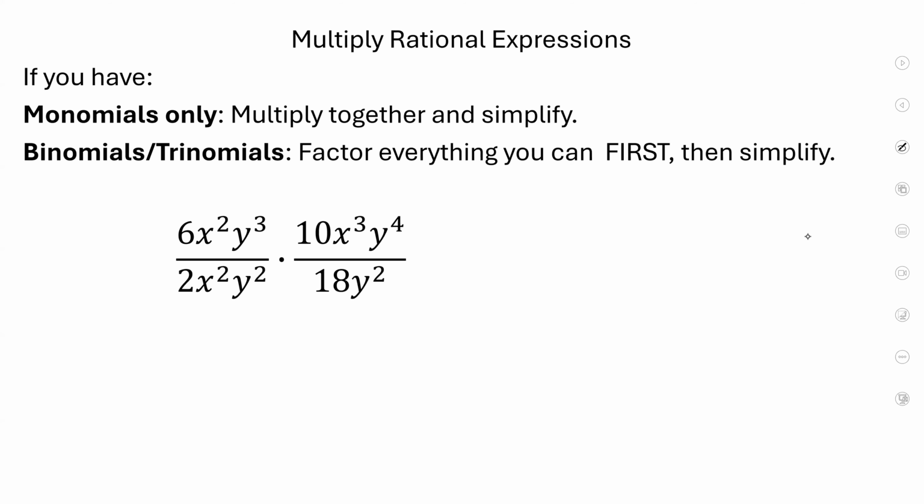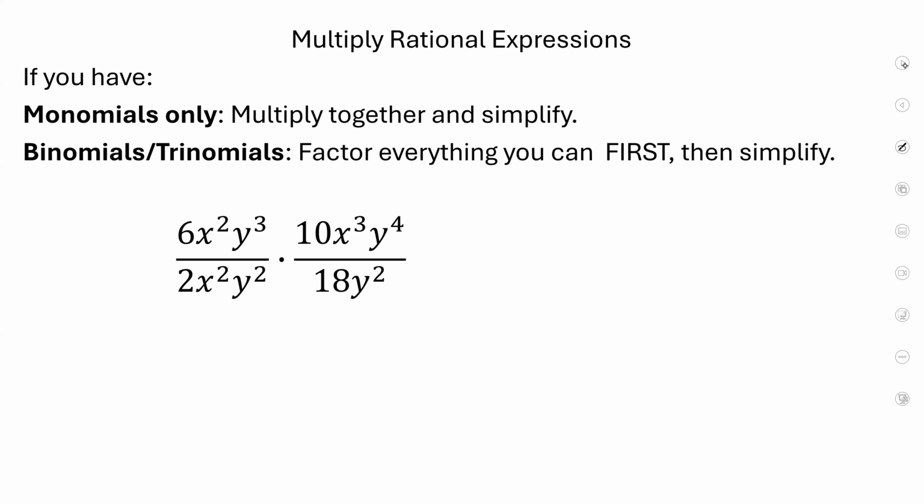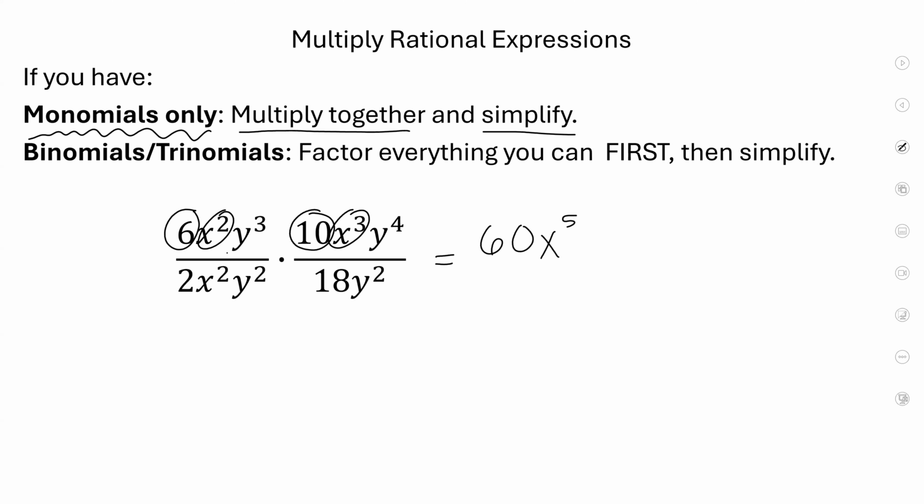So guys, there's plenty of examples of simplifying those. That was just a review, a refresher. We're going to now move on to multiplying rational expressions. So guys, notice whenever I have monomials only, you're just going to multiply them together and then you're going to simplify. So I'm just going to go ahead and multiply everything together and simplify it. So I have 6 times 10 is 60. X squared and x to the third is x to the fifth power. Y to the 3, y to the 4 is y to the 7.